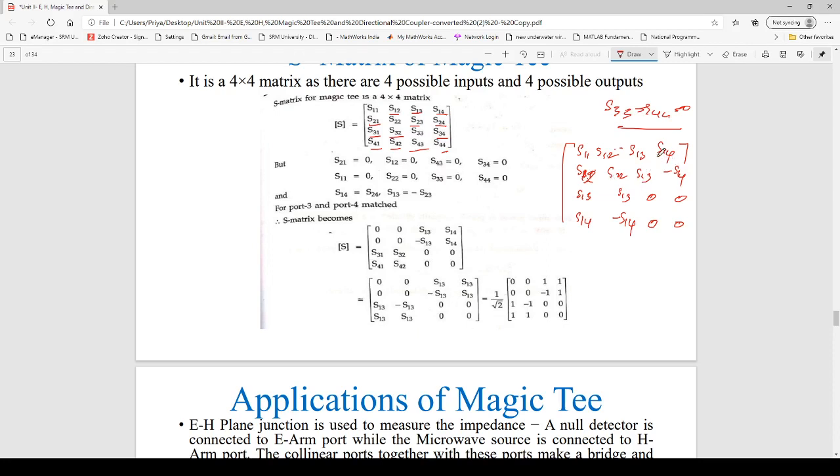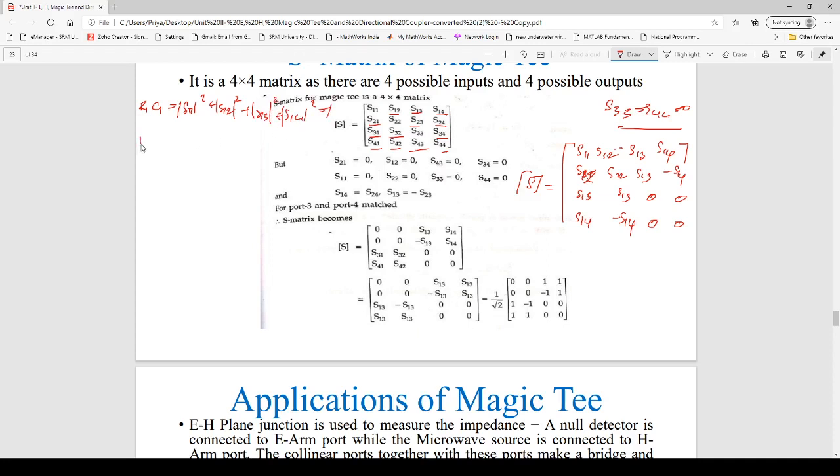So now let us keep this as it is, and for the next property I have to multiply this matrix with its complex conjugate. If I do that, I'll get row 1 column 1 equal to S11 square plus S12 square plus S13 square plus S14 square equal to 1.